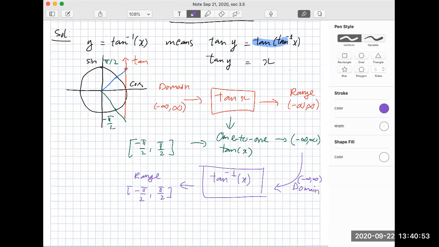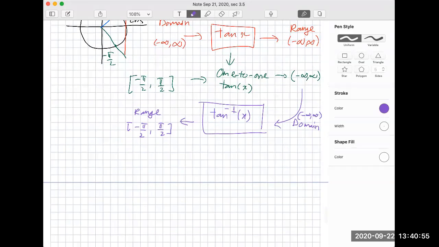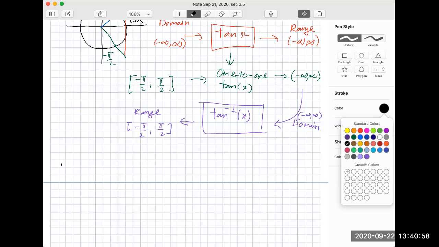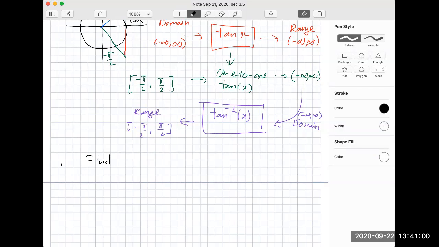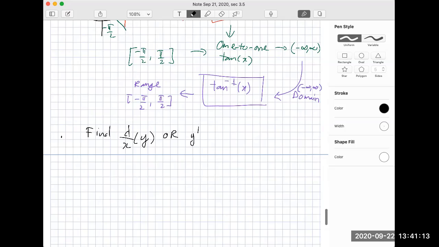But now, let us focus on computing the derivative with respect to x of the function y, or we call it y prime. What we know is that tan y is equal to x.